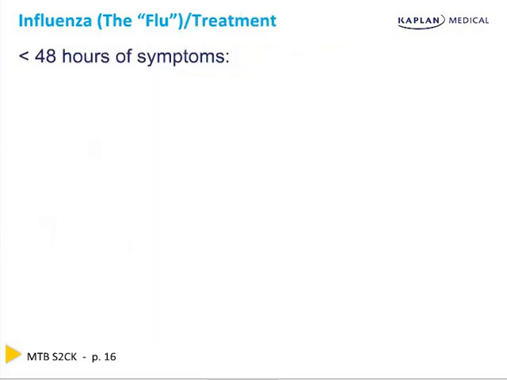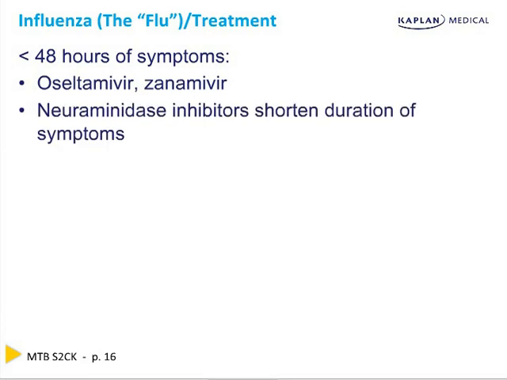Within 48 hours, treat with oseltamivir and zanamivir. They are neuraminidase inhibitors, and they shorten the duration of symptoms, and they treat both influenza A and B. Despite the fact that this is very clear and the therapy is non-complicated, and despite the fact that it will make you feel better, this question is answered incorrectly by the majority of students. 60 to 80% are wrong.